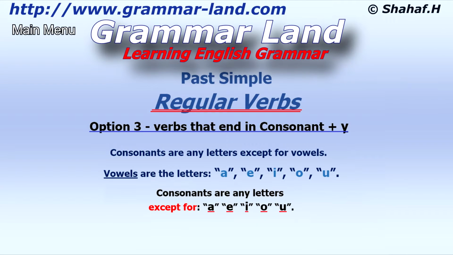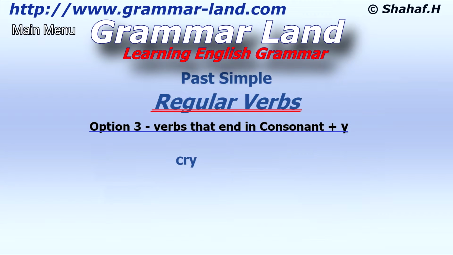Examples, cry. The verb cry ends in y, preceded by the letter r, which is a consonant, therefore we omit the y, and add ied in its place. Terrify. Again, we have a verb that ends in y, preceded by the letter f, which is a consonant. We replace the y with ied.